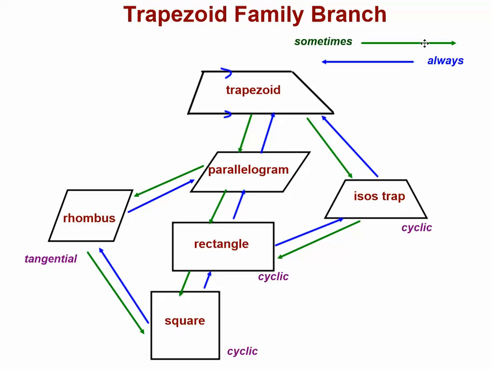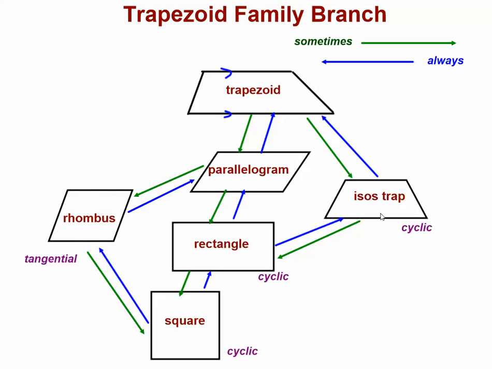Look at this. Sometimes is green, always is blue. Therefore, a parallelogram is always a trapezoid. A rectangle is always a trapezoid. A square is always a trapezoid. Now over here we got the rhombus, which a kite, once both sides become equal, is also a parallelogram.